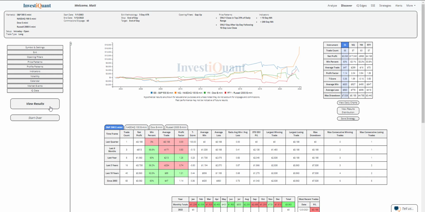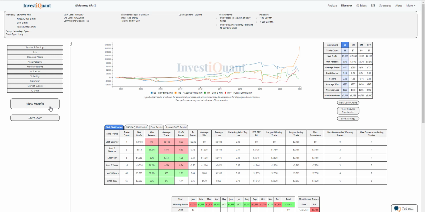If we look at the win rates on them, a couple of them are fairly favored. S&P coming in 60%, the NASDAQ the best of the group at 63%, Dow coming in at 53%, and Russell pretty neutral at 51%.